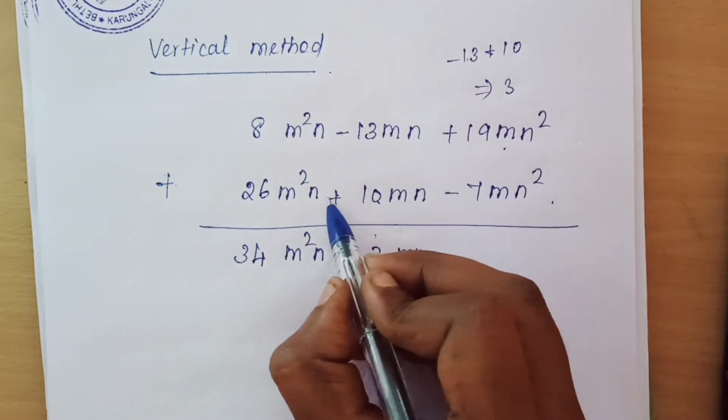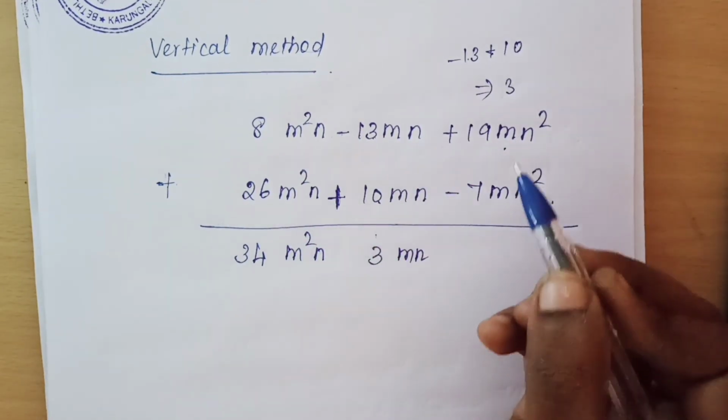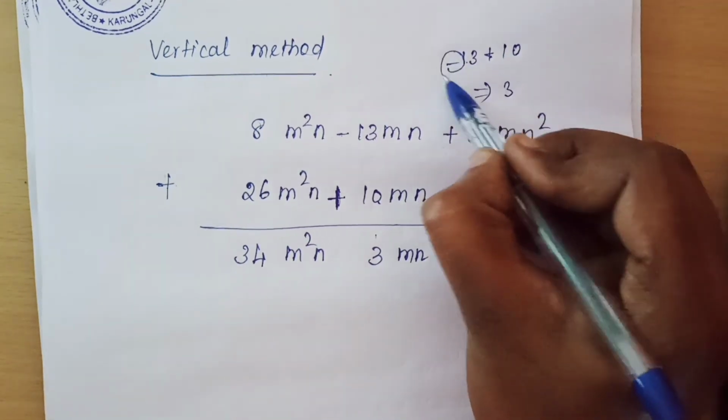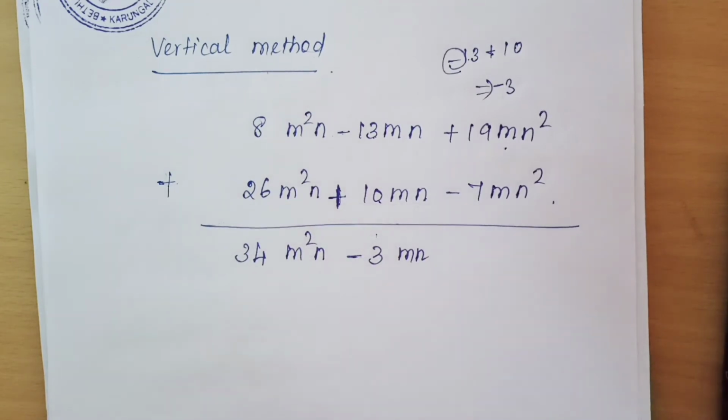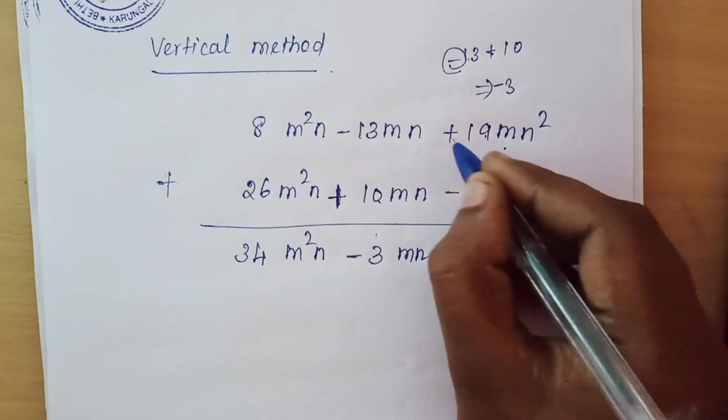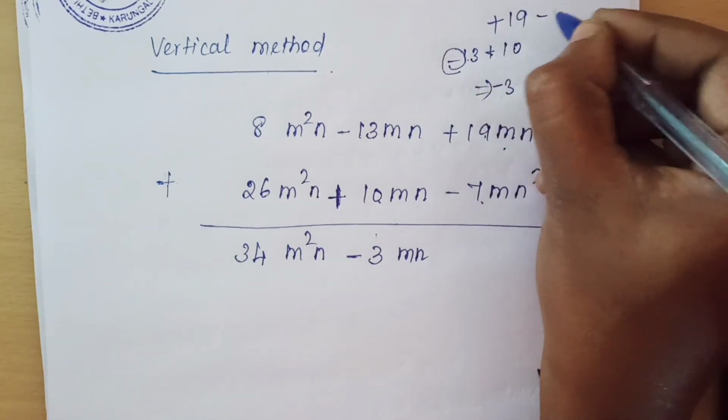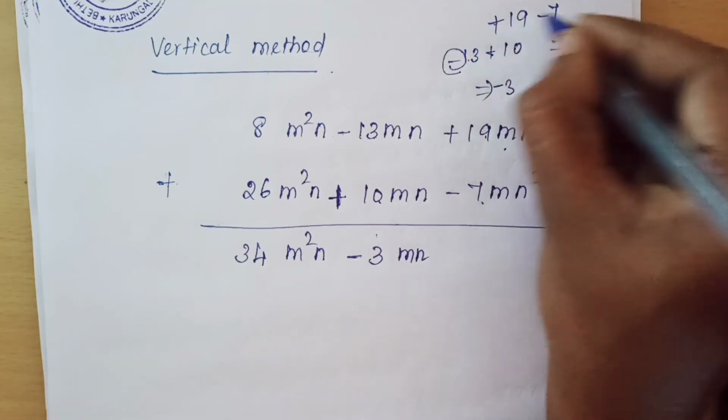Then which sign do you have to write? Many of you will write the plus sign because below it is plus. So that is wrong. Which number is the greatest number? 13. Which sign do you have to allot? Minus. Clear? Then 1 plus 19 minus 7.